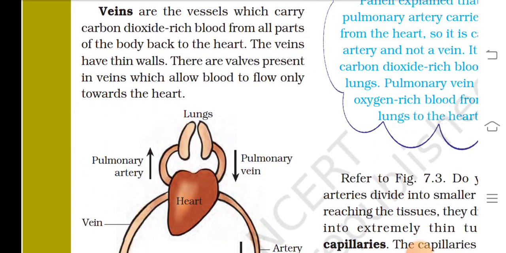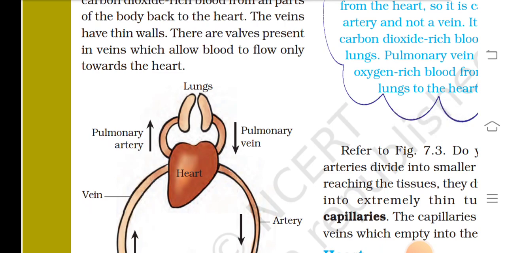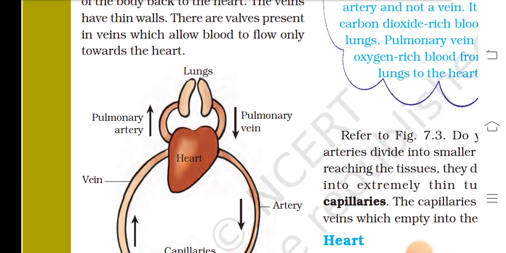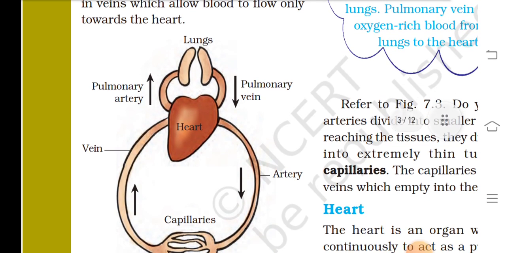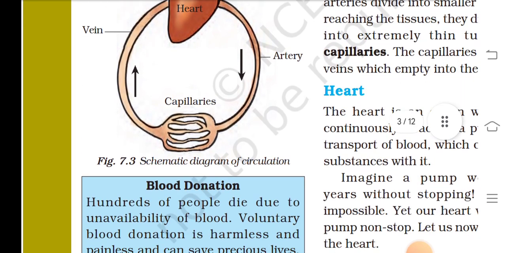Veins are vessels which carry carbon dioxide-rich blood from all parts of the body back to the heart. The veins have thin walls. There are valves present in veins which allow blood to flow only towards the heart. Lungs, pulmonary vein, pulmonary artery, veins and capillary.